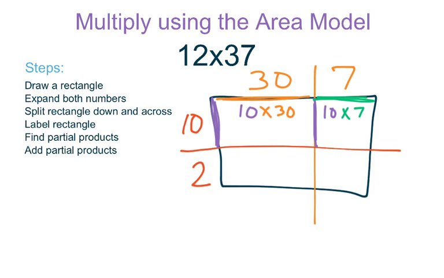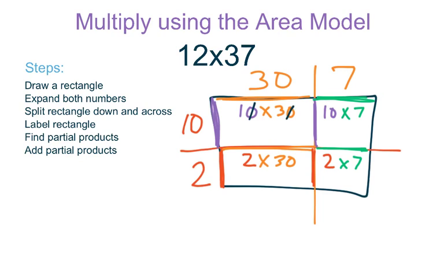If I go to my next piece, now I'm looking at 2 times across, which is 30. And this next piece is 2 again, times horizontally, this is 7. So I have 10 times 30, 10 times 7, 2 times 30, and 2 times 7. I need to multiply each part by each other. And then I need to multiply to find my partial product.